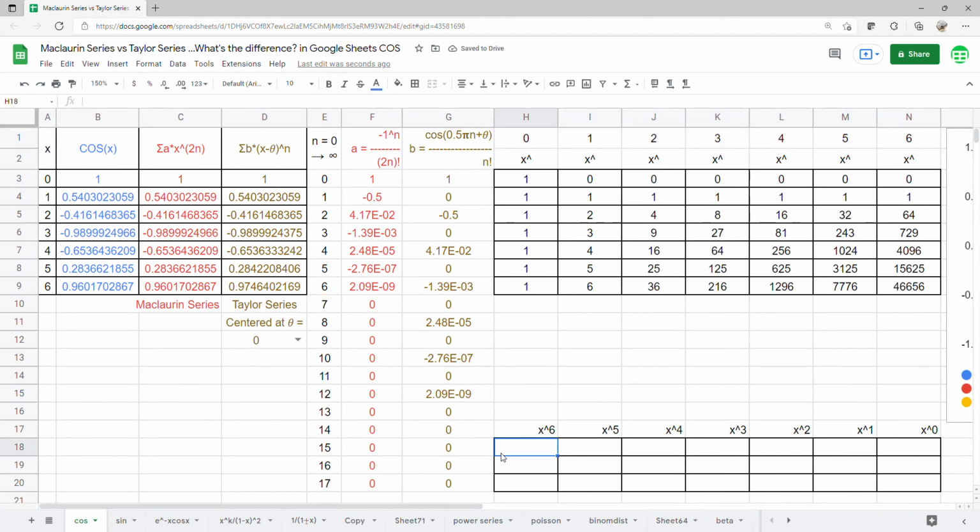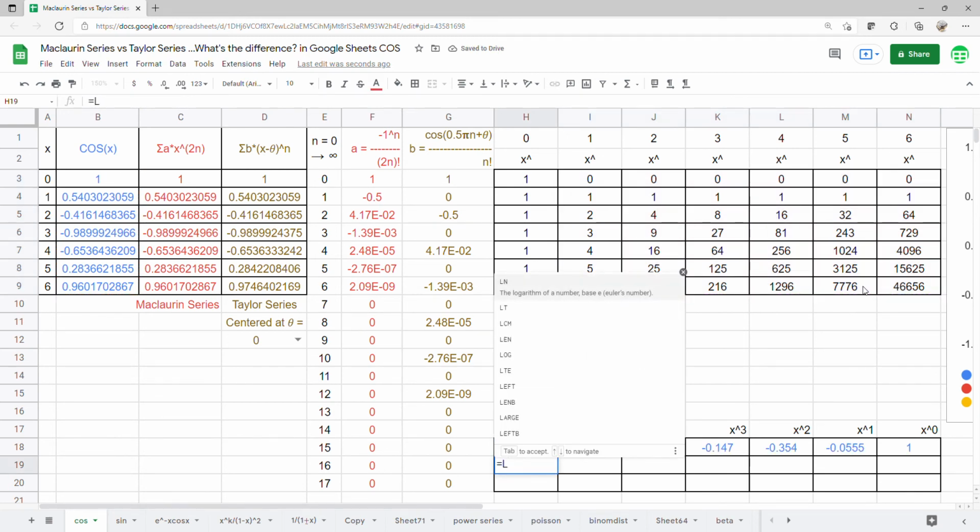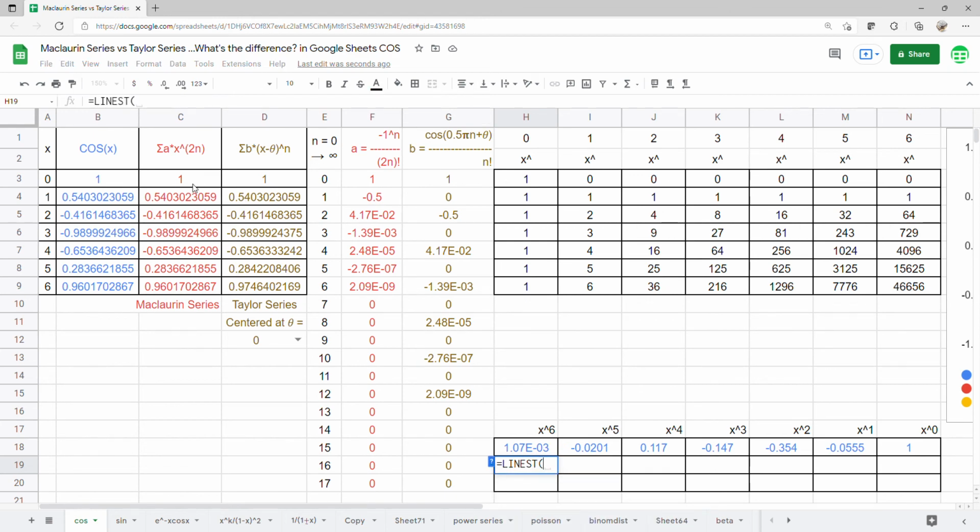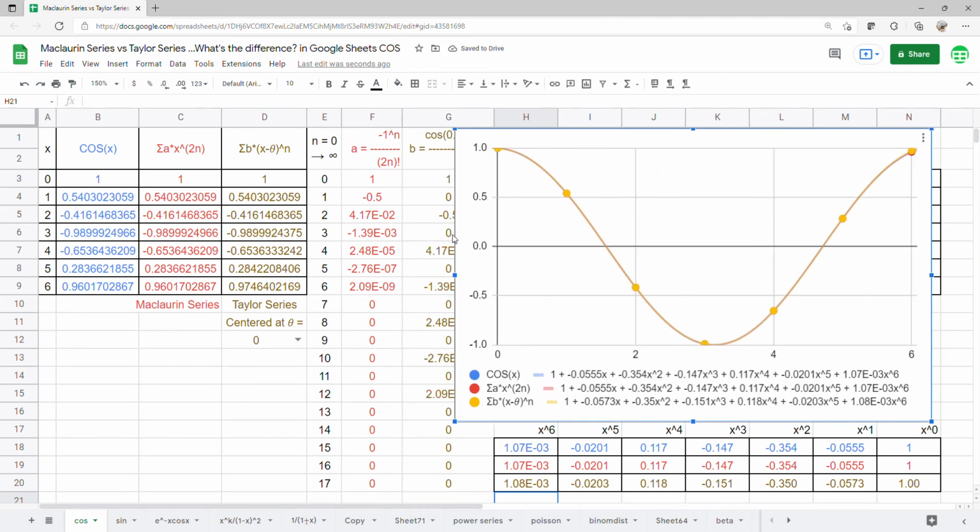Now we use LINEST to calculate the polynomial regression coefficient, starting with cosine, data Y and data X. Next, the Maclaurin series, LINEST, data Y, and data X. And finally, the Taylor series, LINEST, data Y, and data X. Then enter.